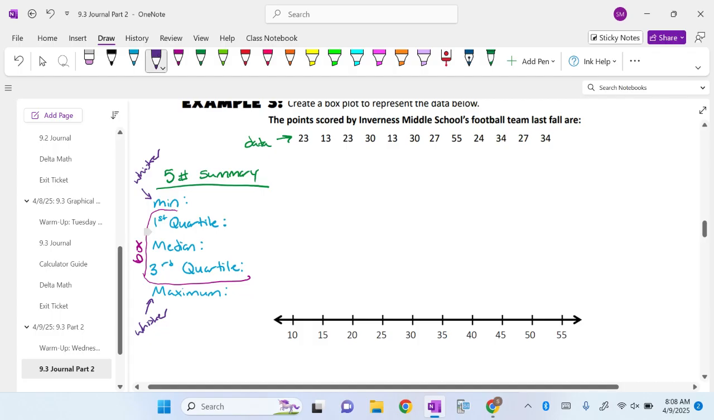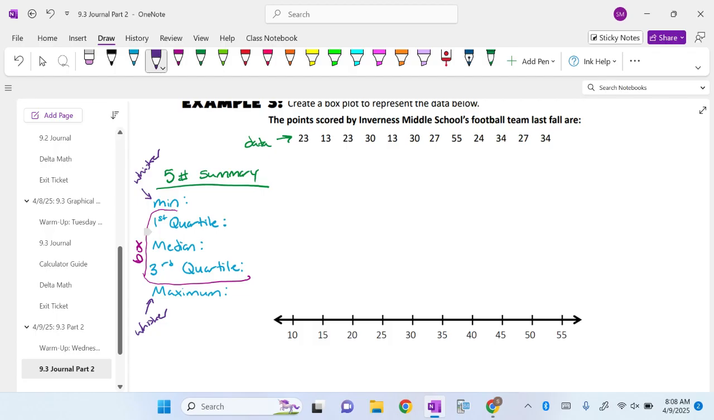So whenever you start to do your 5-number summary, you always start by putting your numbers in numerical order. So from least to greatest. All right. So if we're going from least to greatest, what should be my first number? 13. All right. And we have a couple of 13s, so we're going to state all of them. So 13, 13, and that's it. All right. What's my next number?